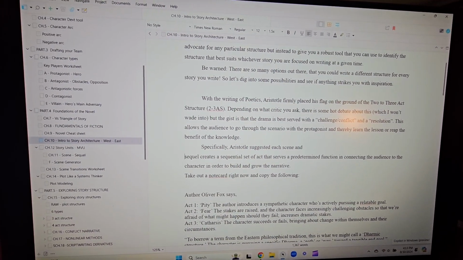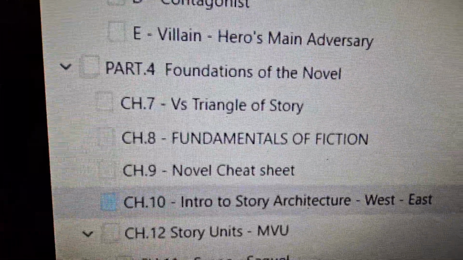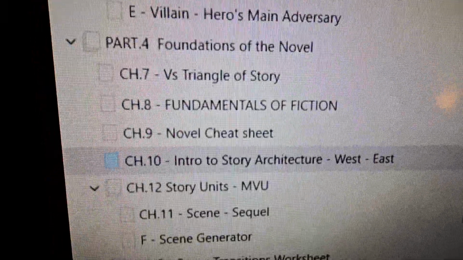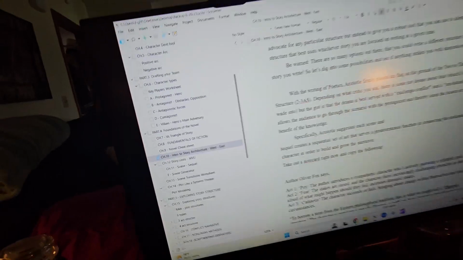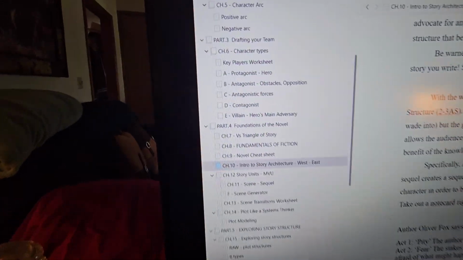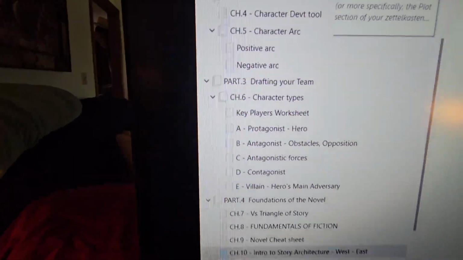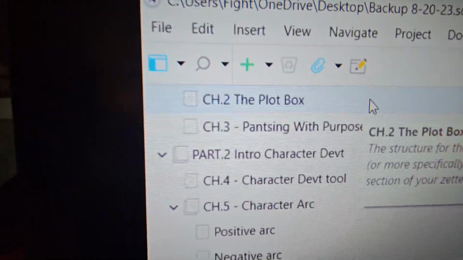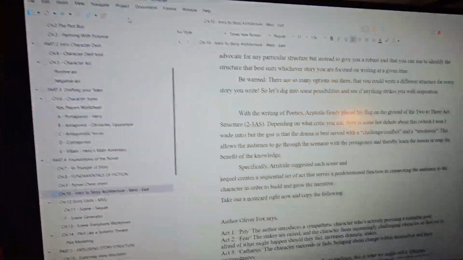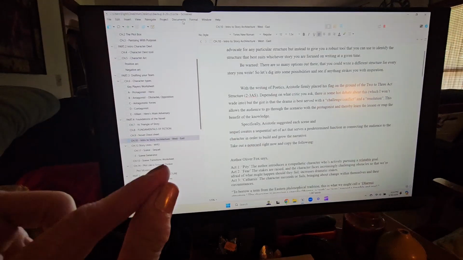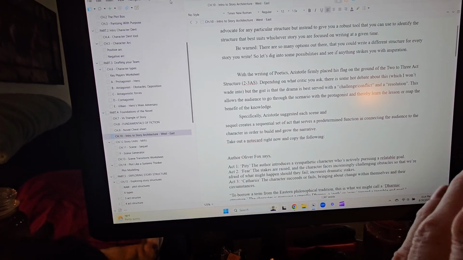As you may recall, I have already made mention in the beginning of part four, which is the foundations of the novel, where I'm talking about the different kinds of story. I begin up at the top of our journey talking about the plot box, chapter two. And I talk about the eight major story points, and how you can use those 8 points as a navigational map to chart your way through your story.